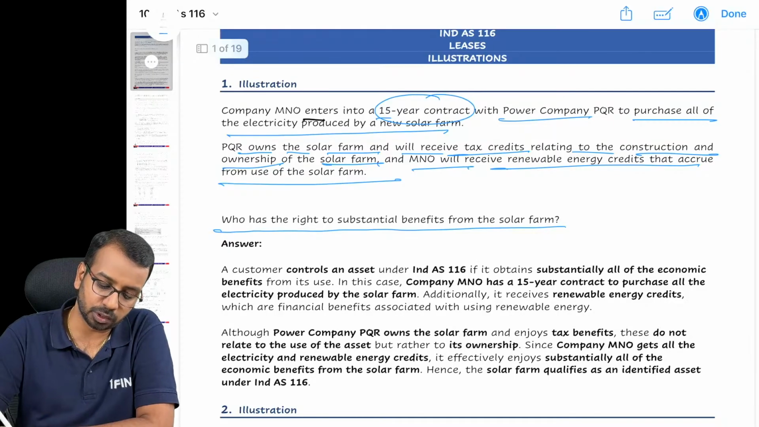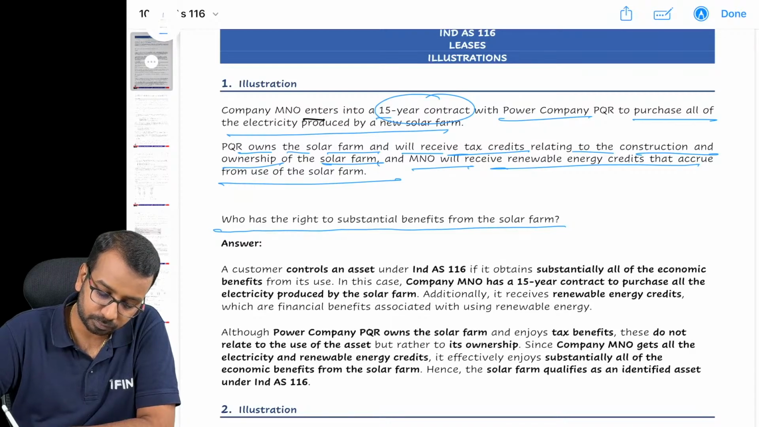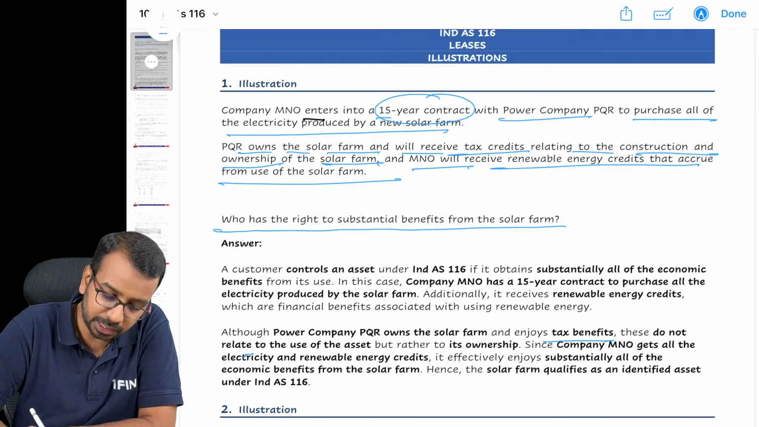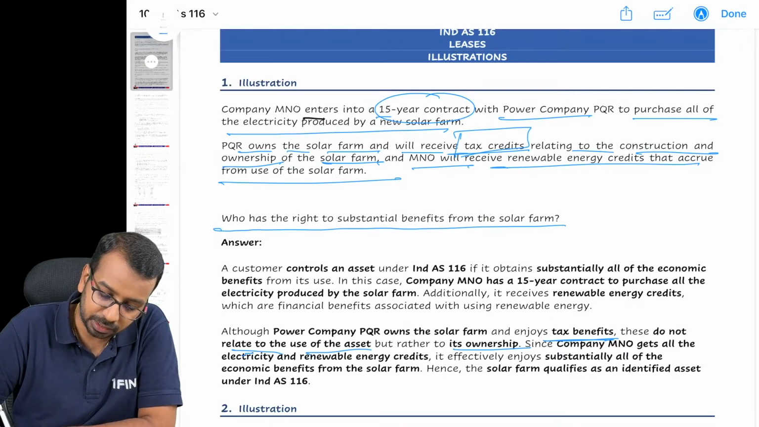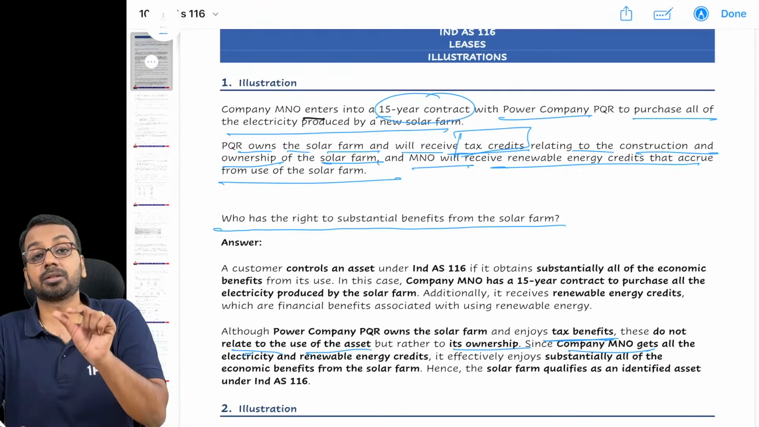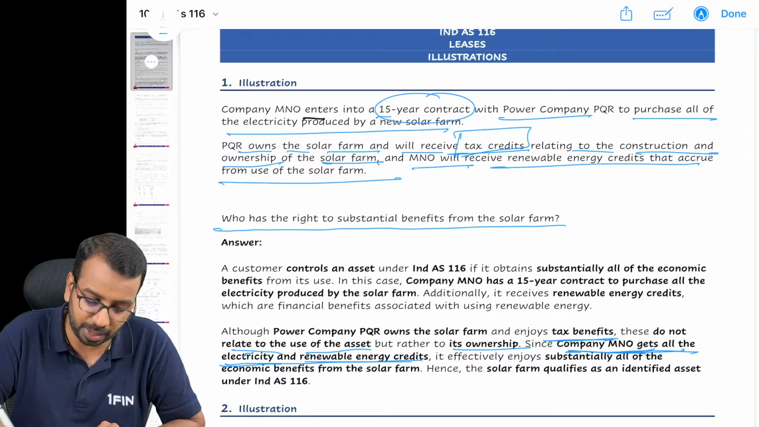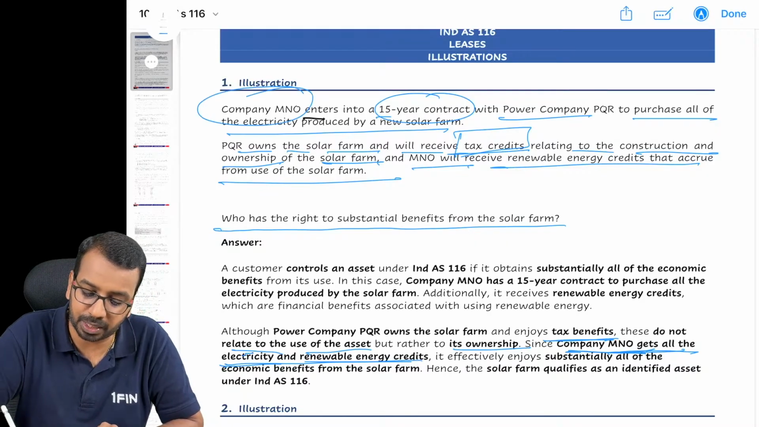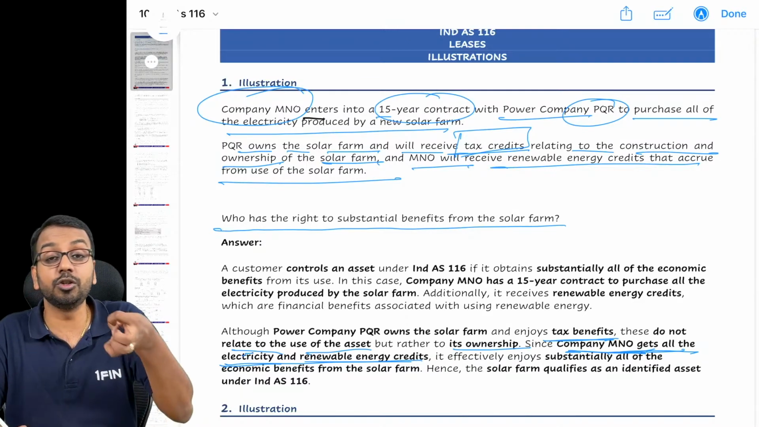Now here there are two things. One, credit. Second one is the tax benefits, etc. Since the tax credit does not relate to use of the asset but to ownership, that part is related to ownership. And who receives the benefit from usage? The benefit of electricity and renewable energy credits is received by MNO. MNO is the customer. Okay, PQR is the supplier. Hence, because we are receiving the benefits of using the asset.